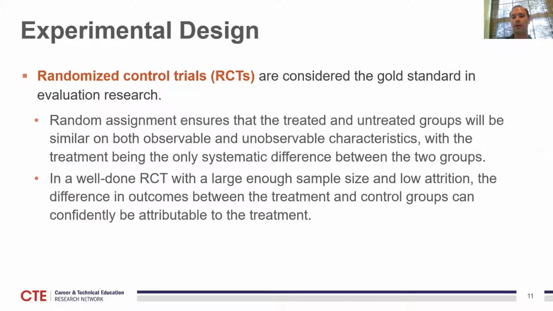And then in a well-done RCT with large enough sample size and low attrition, the difference in outcomes between treatment and control can confidently be attributed to treatment. So a well-designed RCT can provide really strong evidence of the impact of an intervention or program on measured outcomes.